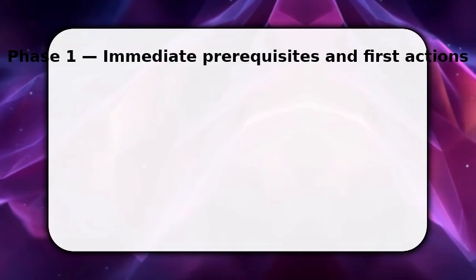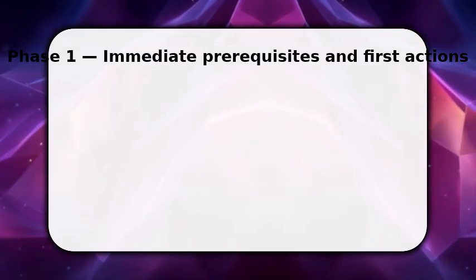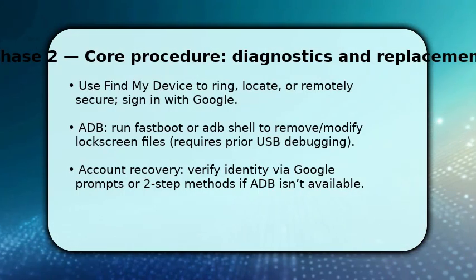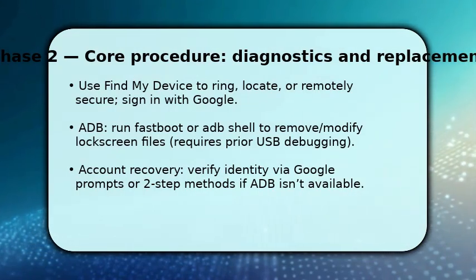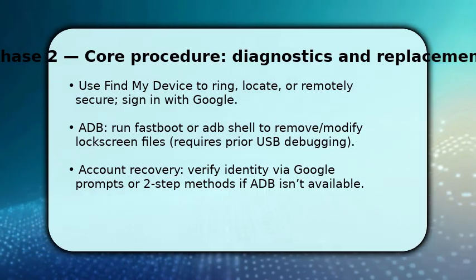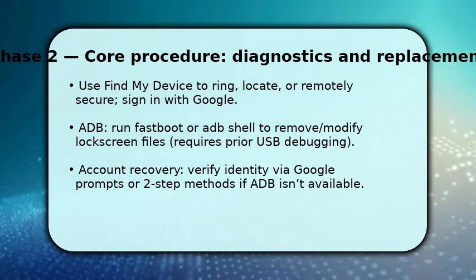This first stage gets tools and access aligned, so the next actions let you regain the lock screen without needless delays. Next, you use remote and local methods together to remove the lock. First, try Find My Device. Sign in, select Secure or Erase only if necessary, and attempt to reset the lock PIN remotely.